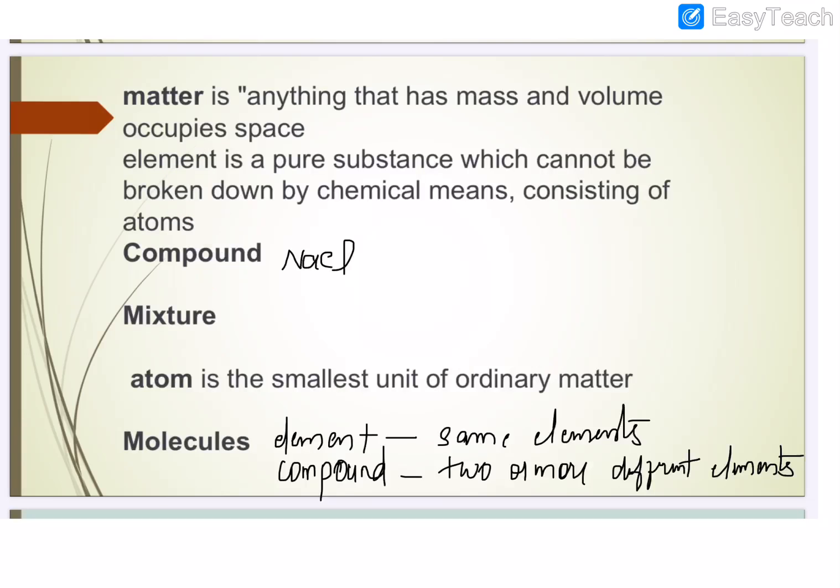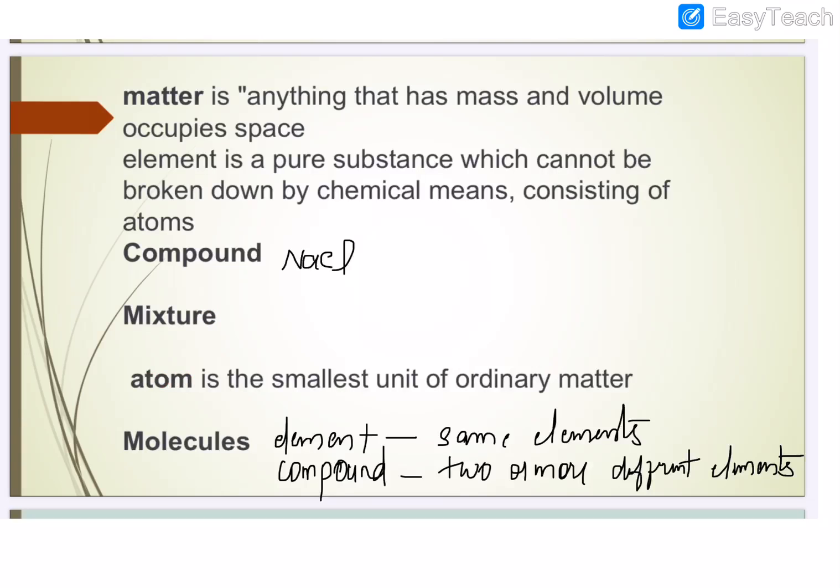Next is compound. So what is a compound? NaCl. So here NaCl is an example of a compound which cannot be separated easily. So a compound contains a combination of two elements and cannot be separated easily. And a mixture. So a mixture is also a combination of two elements which can be easily separated.